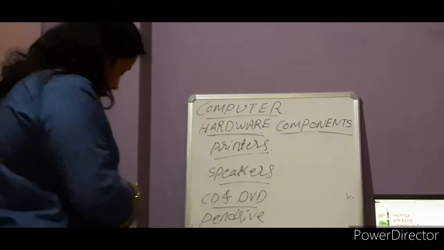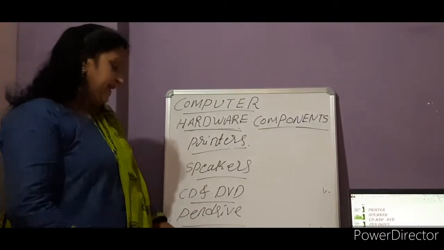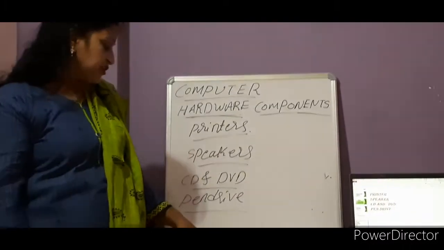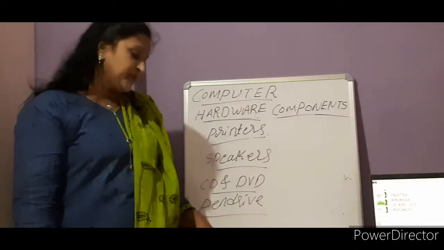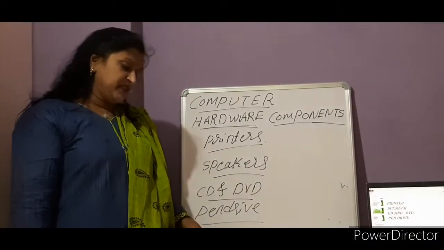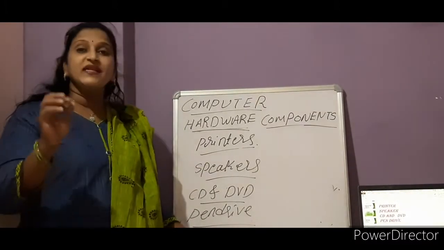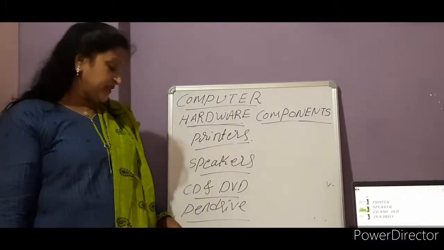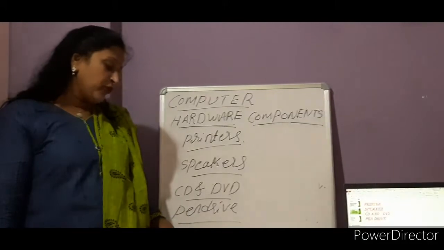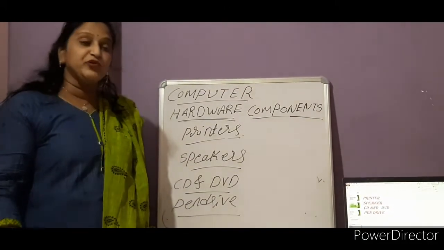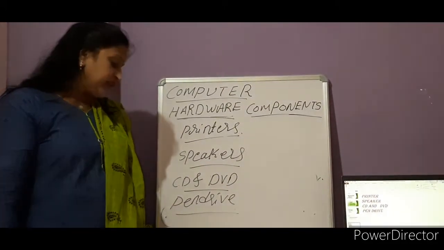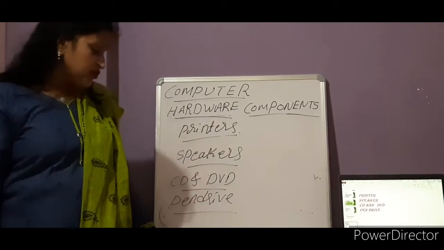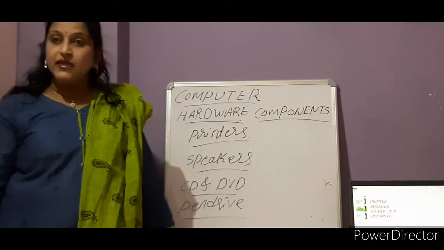Next, the CD is the compact disc. It is round in shape. It is an optical storage medium. The diameter of a CD is 12 centimeters. It can store a lot of information like songs, music, videos and other information. A CD can store up to 700 MB of data.